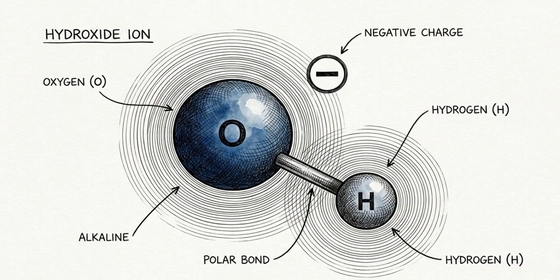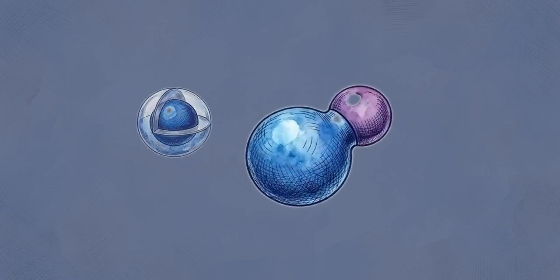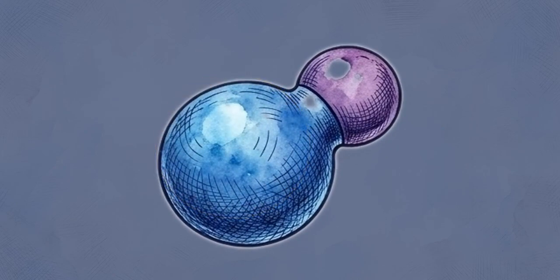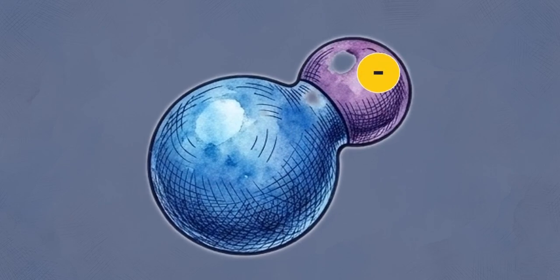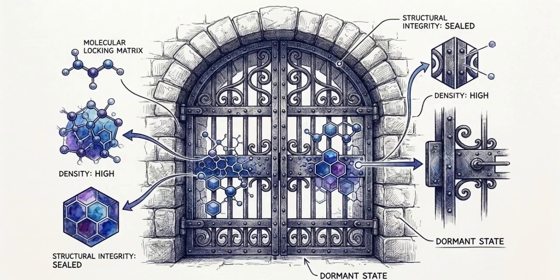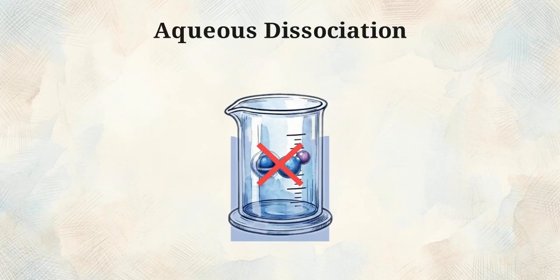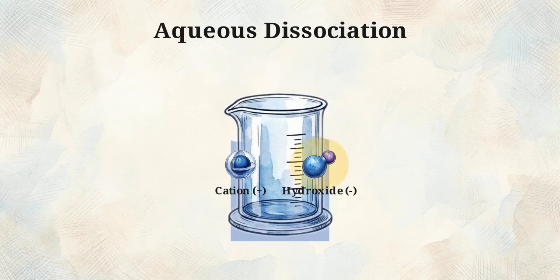Chemical classification identifies basicity as a specific subatomic mechanism, the generation of the hydroxide ion. The hydroxide ion is a specific construct, exactly 1 oxygen atom bonded to 1 hydrogen atom, carrying a net negative charge. Aqueous dissociation acts as the strict gatekeeper. Until a compound separates and releases that negative ion into the water, its reactive properties remain dormant.